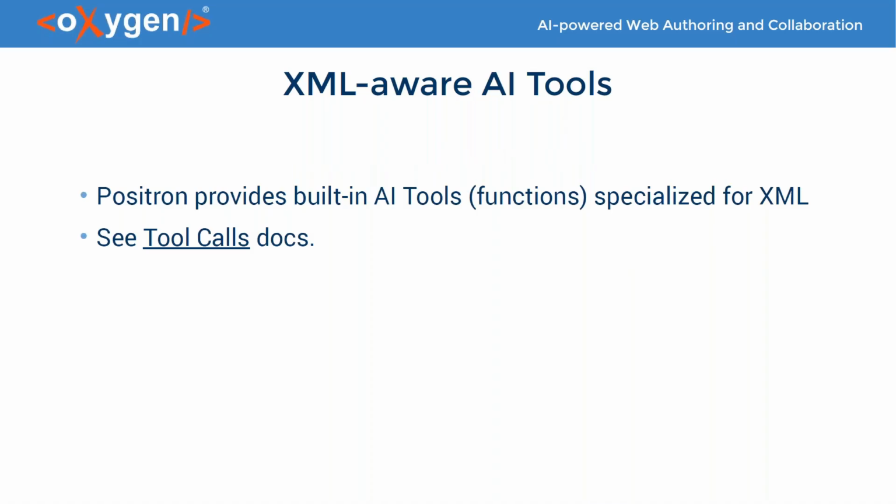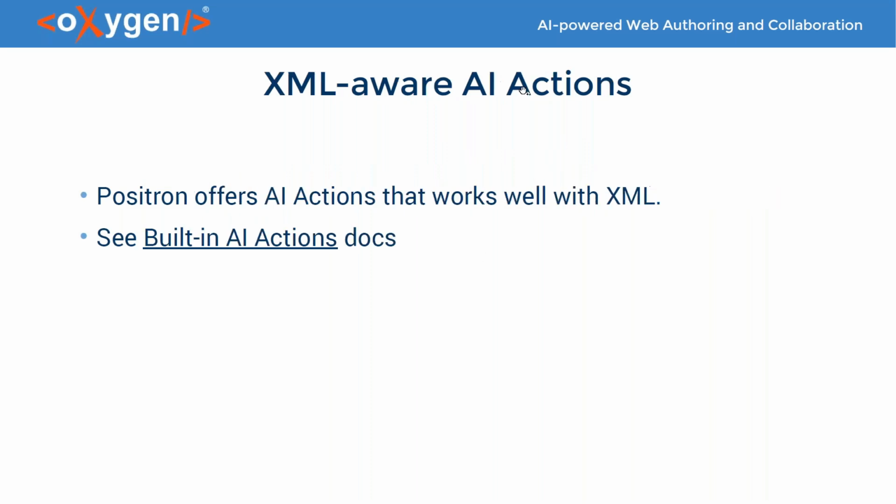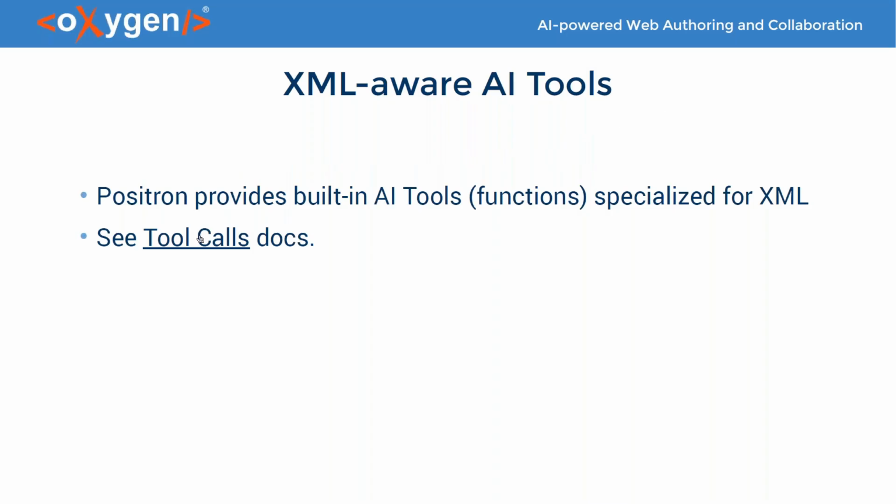So you can ask in the Positron chat to replace a snippet with a key definition, maybe. Another example of a tool is to validate document content, and many more. For both the AI actions and the AI tools, here you can see a link that takes you to the documentation page, where you can see all of the actions and all of the tools available.